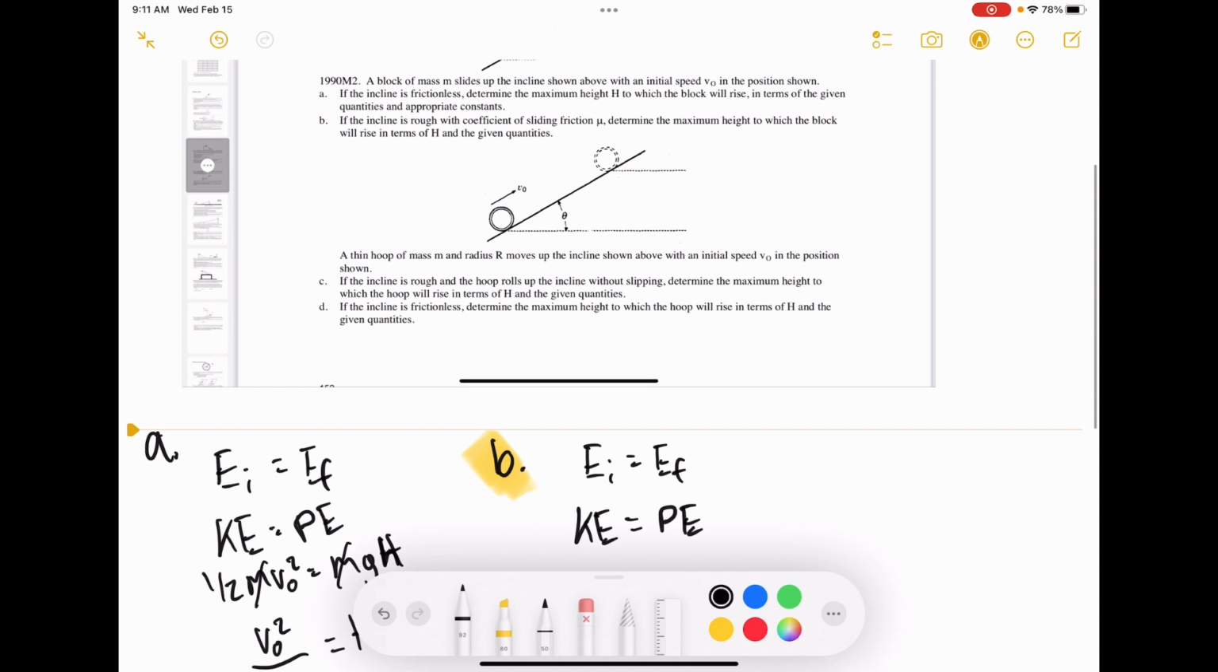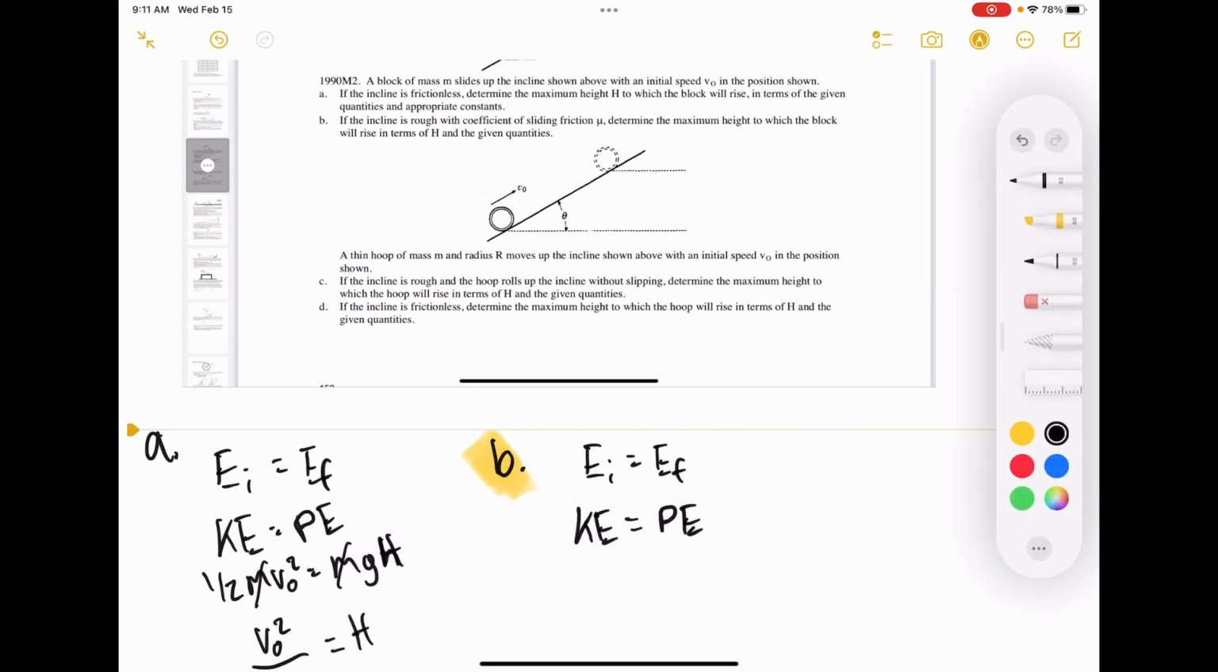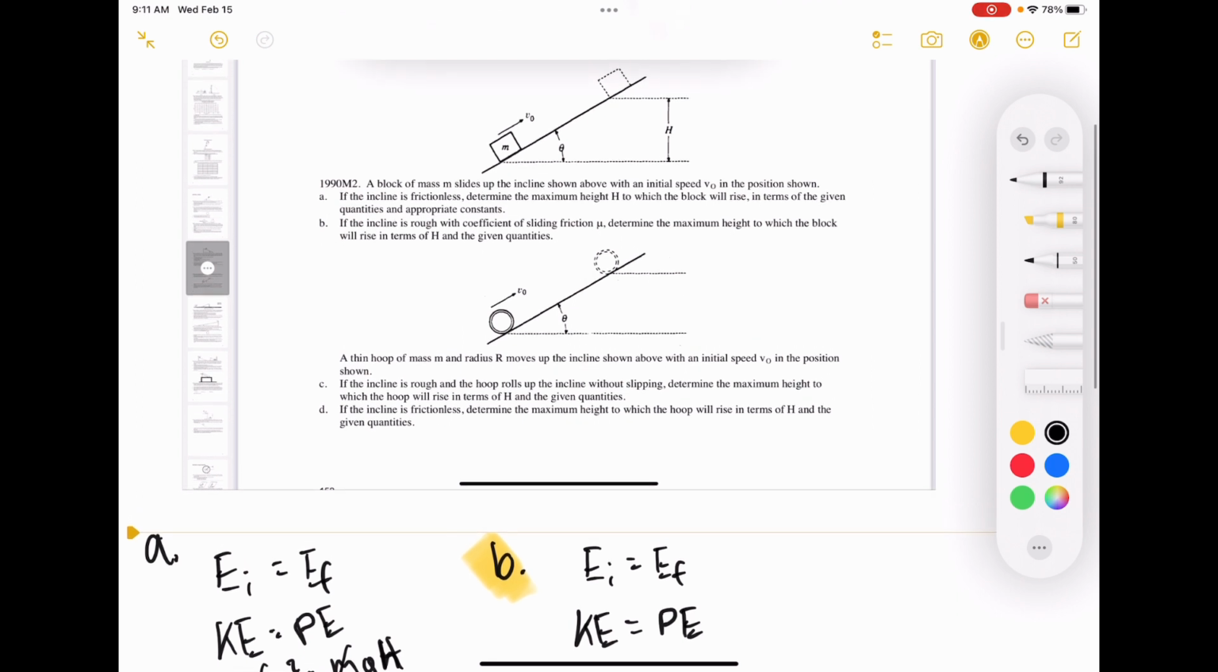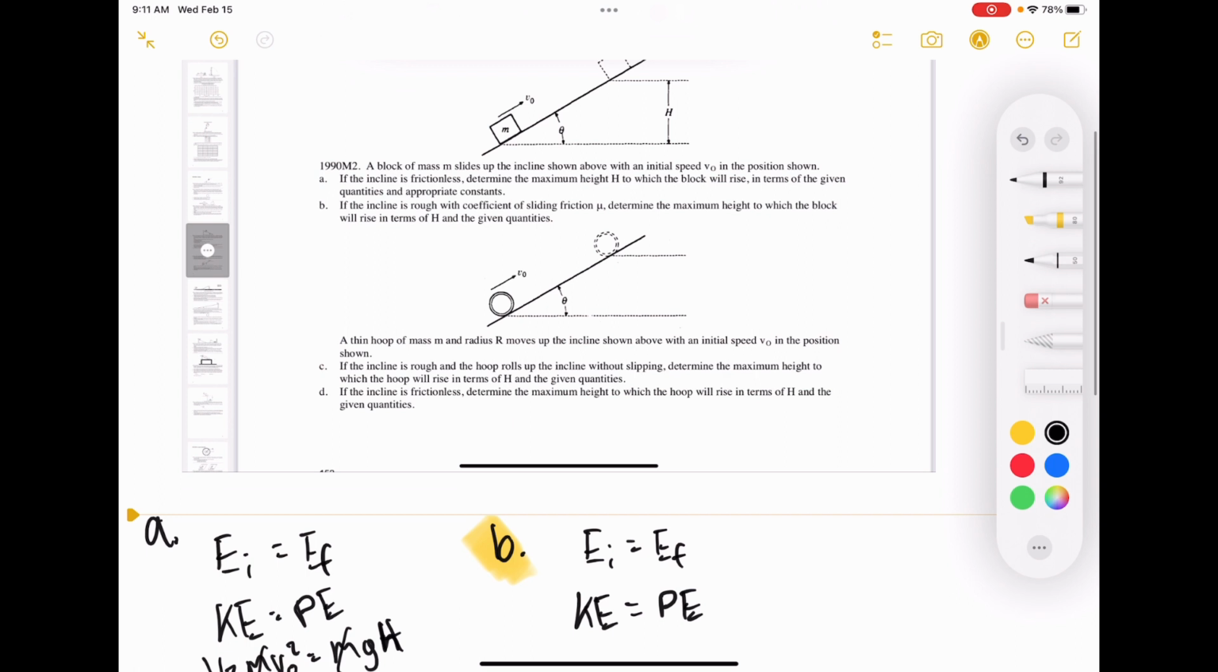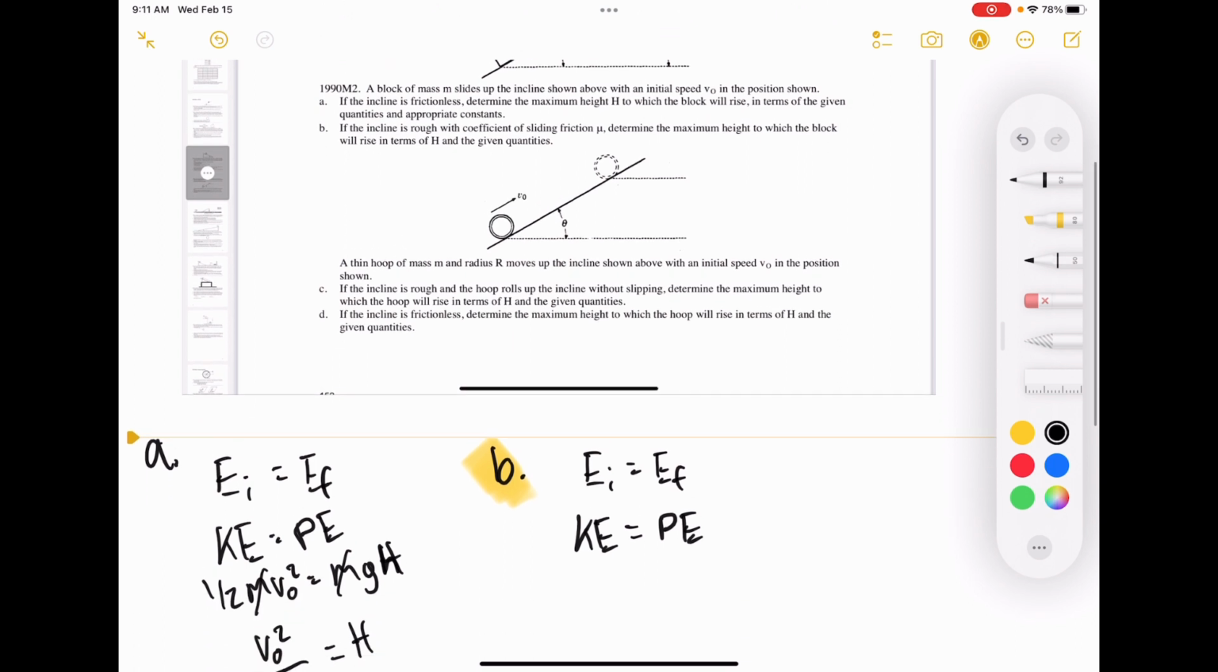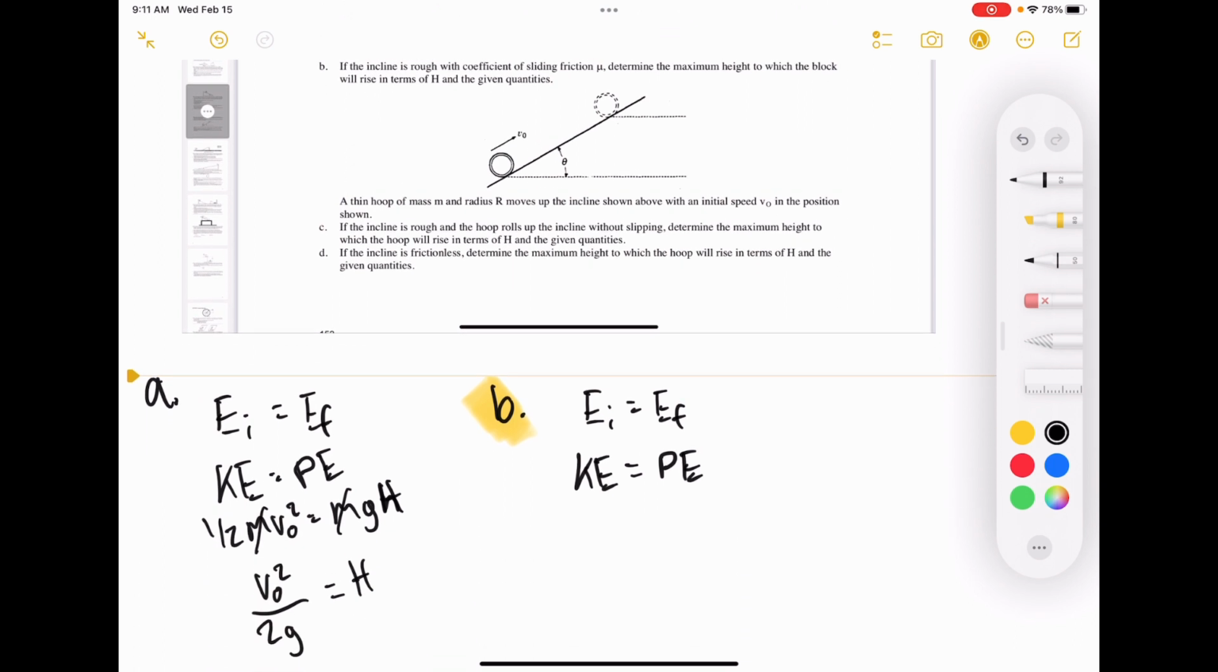But you should notice that I'm actually missing something here, right? There's something that I haven't taken into account yet. And what is it? Exactly, friction, right? So part B is all about friction, and I need to figure out how to use this friction here. And so there's two ways to do this.